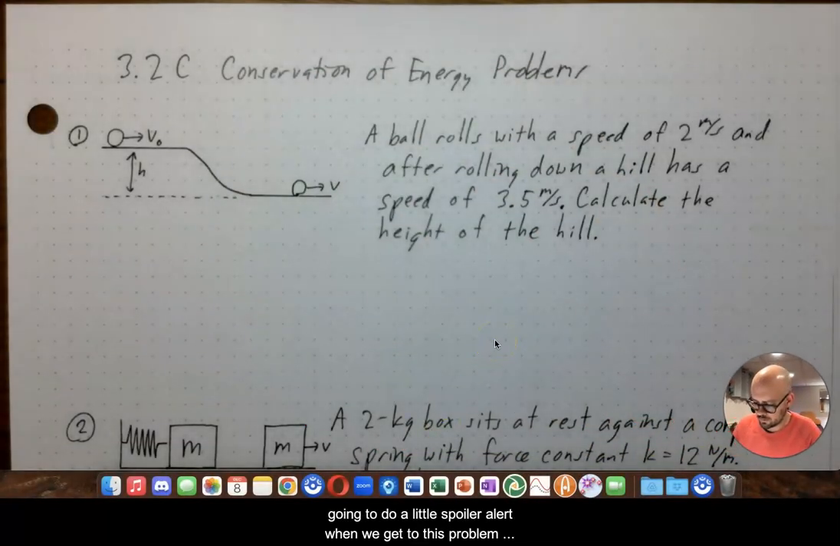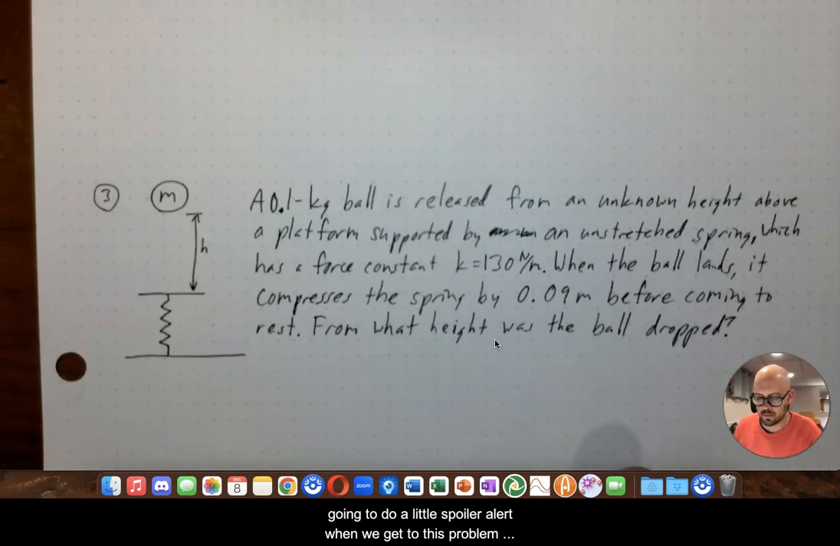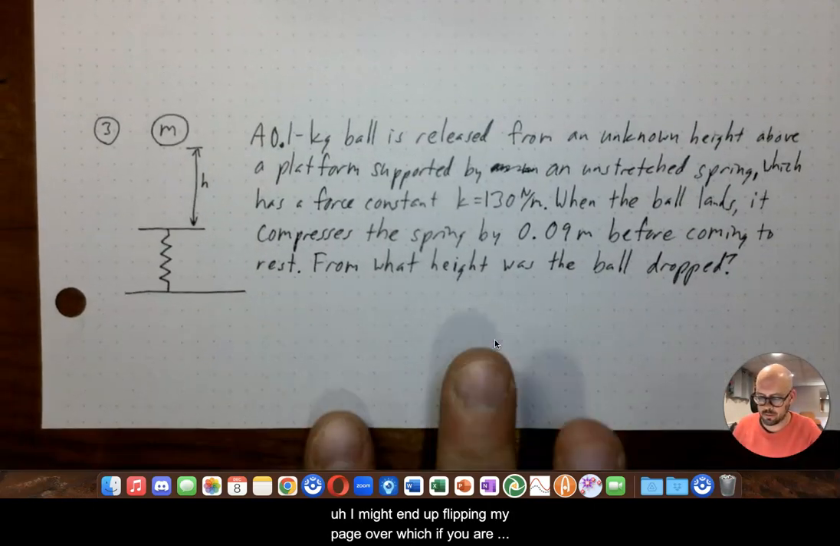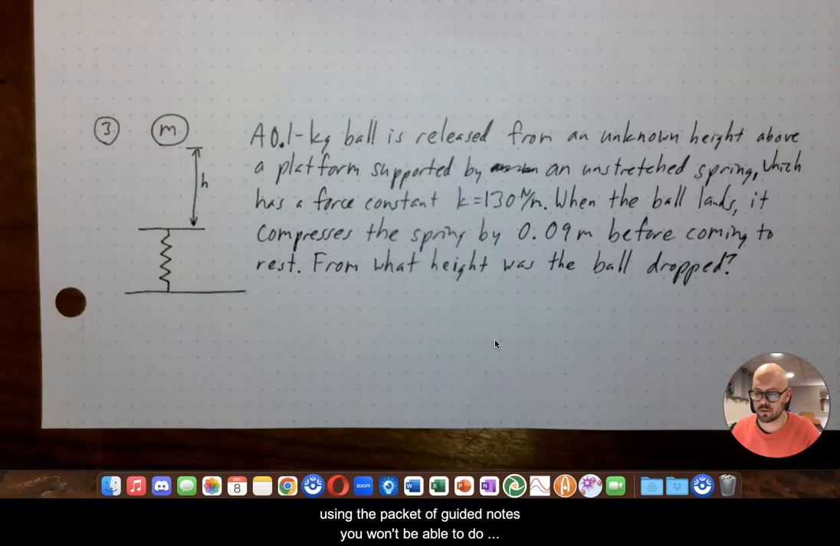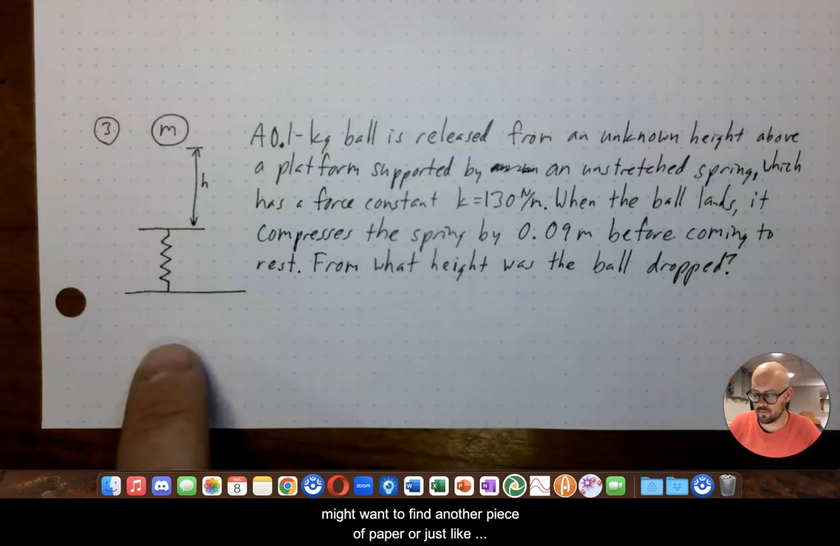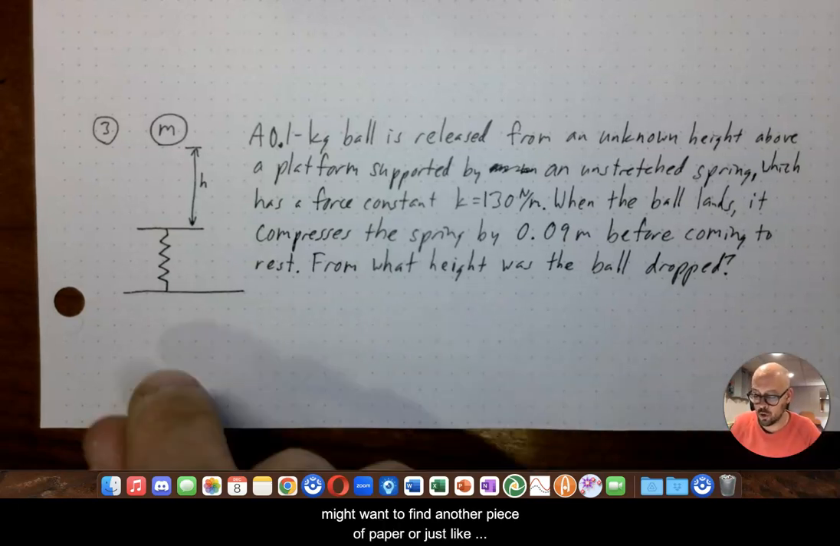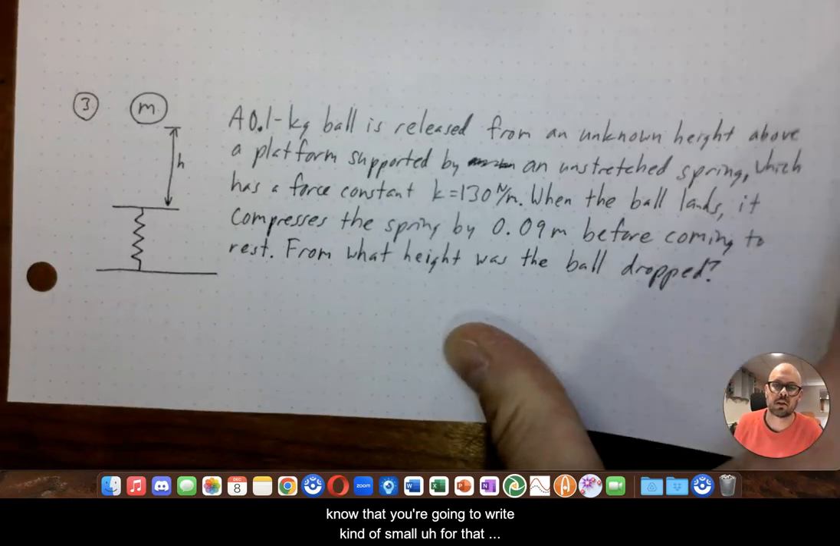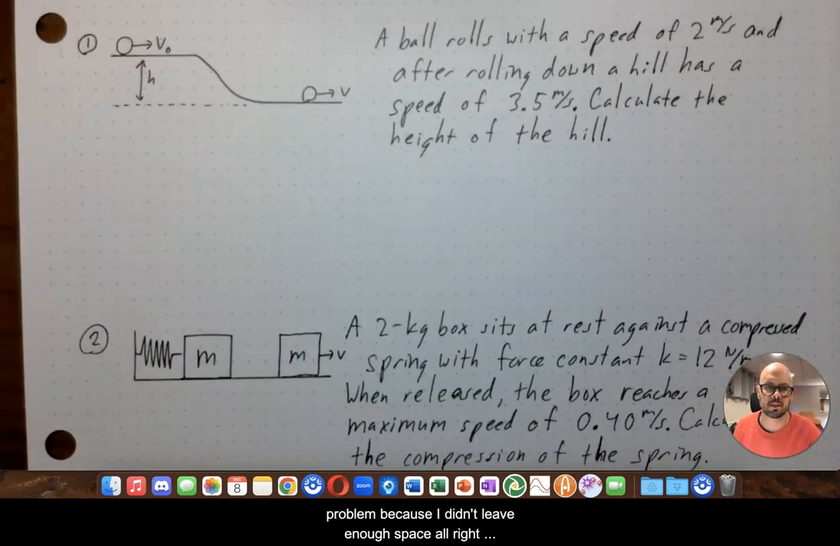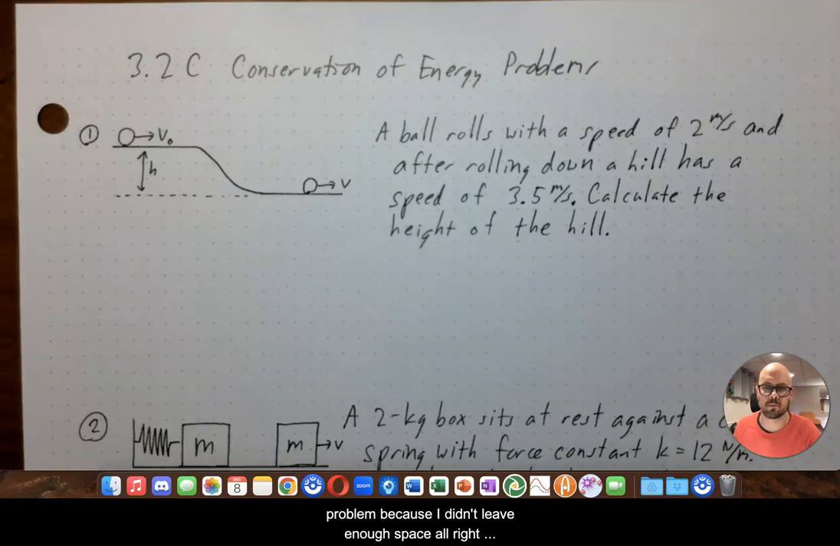I am going to do a little spoiler alert. When we get to this problem, I might end up flipping my page over, which, if you are using the packet of guided notes, you won't be able to do because there are more notes on the other side. So you might want to find another piece of paper or just know that you're going to write kind of small for that problem because I didn't leave enough space. All right, anyway, from the top.